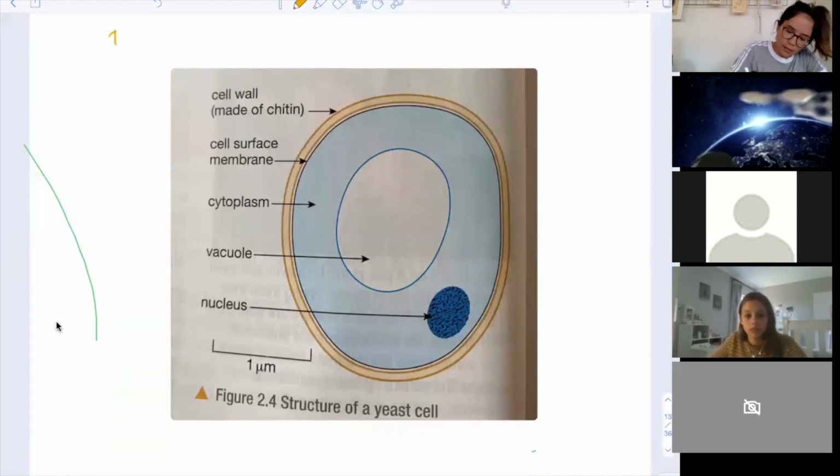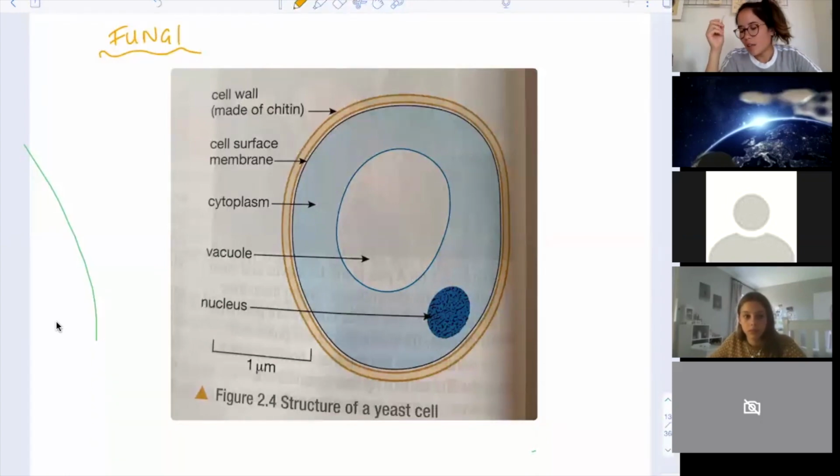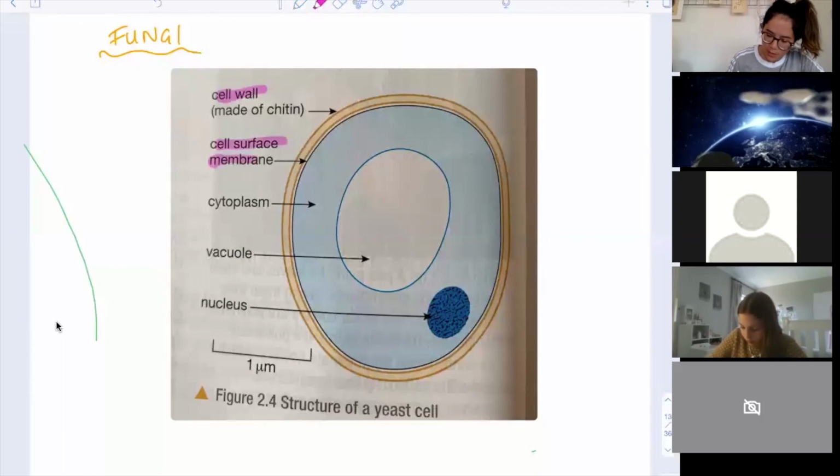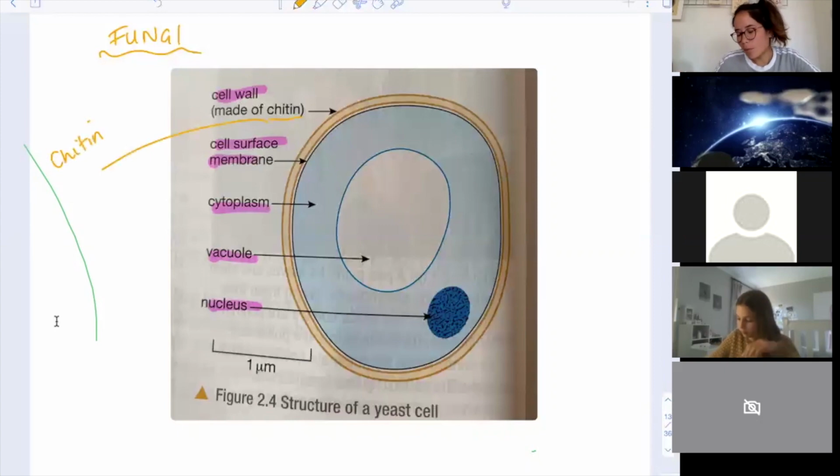This is a fungi. And really, I would say if you're trying to learn the structure of fungus, I would literally learn it as almost like being like a plant cell and then just make it round. Why? Because look, we have the cell wall. We have the cell surface membrane, we have a cytoplasm, we have a vacuole, we have a nucleus. Don't include the chloroplast, please. The only other thing I'd really like to point out is chitin. This is what the cell wall is made up of in a fungi.